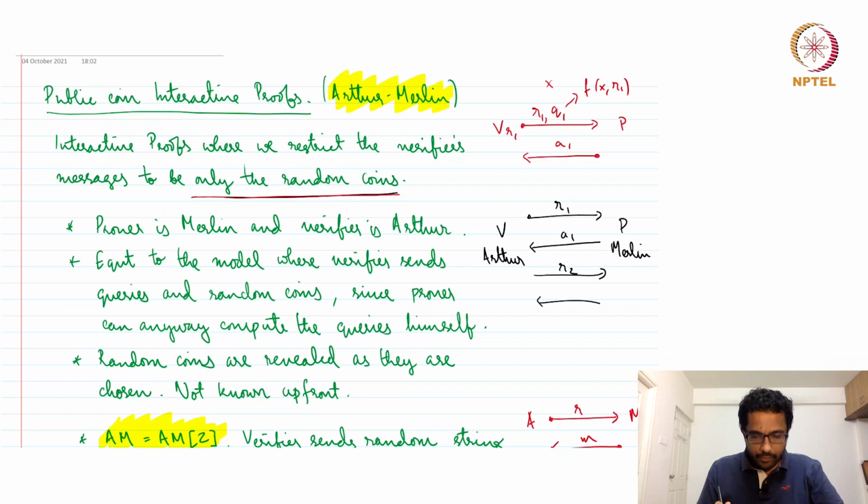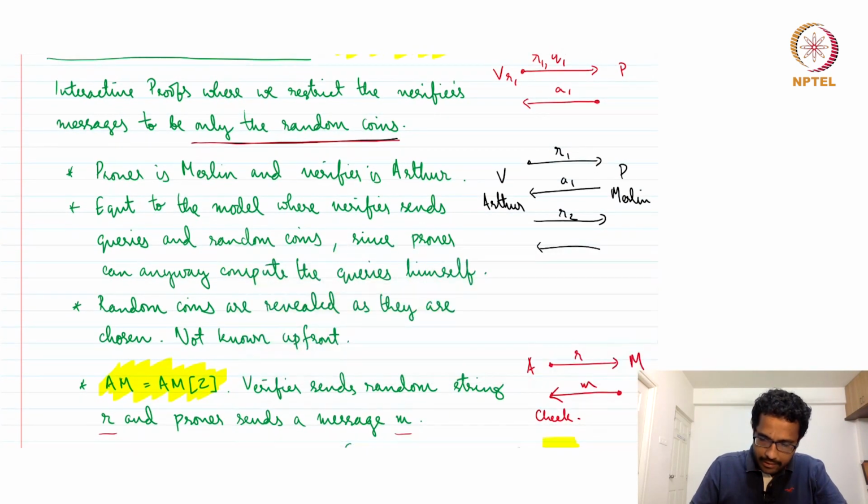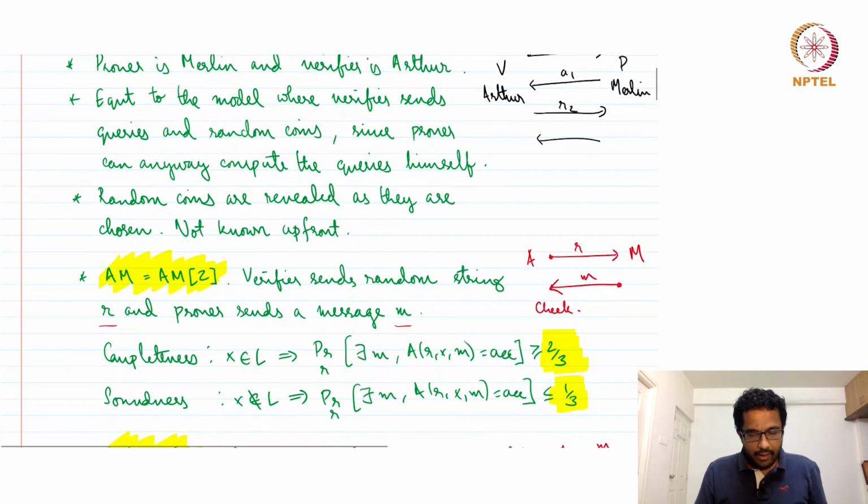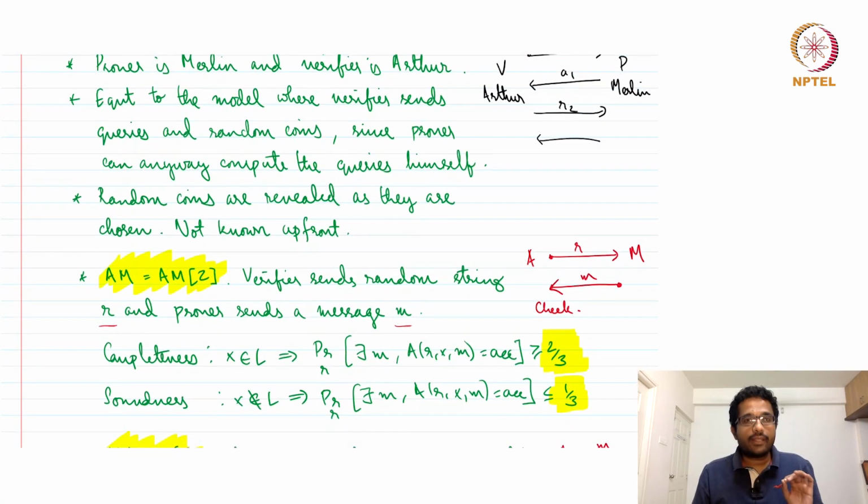Okay, just as I said before, the prover is called Merlin and the verifier is called Arthur. Okay, so as I said, it's equivalent to the model where the verifier only sends the random coins. Okay, so we will restrict the verifier to only send random coins, but this is equivalent to the situation where the verifier sends queries and random coins, because the prover can anyway compute the queries. And the key thing is that the random coins are revealed only as they are generated.